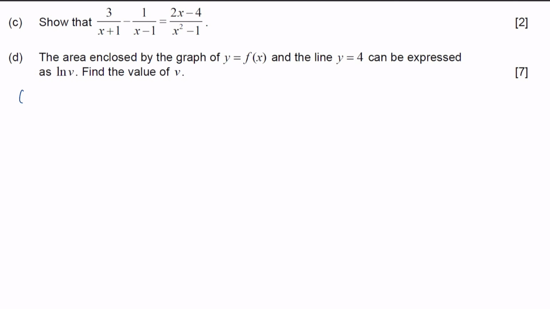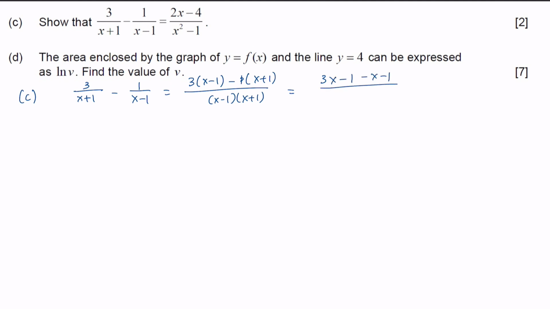Part C now. Show that, okay, 3 over x plus 1 minus 1 over x minus 1 equals to that. So let's just combine the fractions. X minus 1 times x plus 1. This is 3 times x minus 1 minus 1 times x plus 1. And so that's 3x minus 3 minus x minus 1 over x squared minus 1, which turns out to be what I wanted. Sorry, this is minus 3. So this is 4 over here.